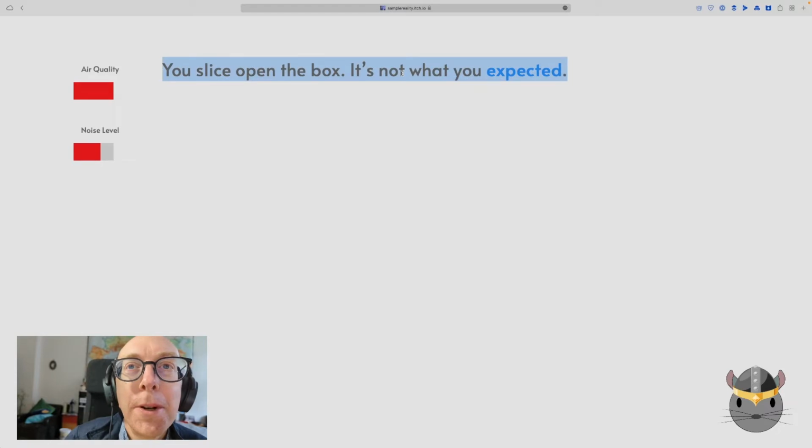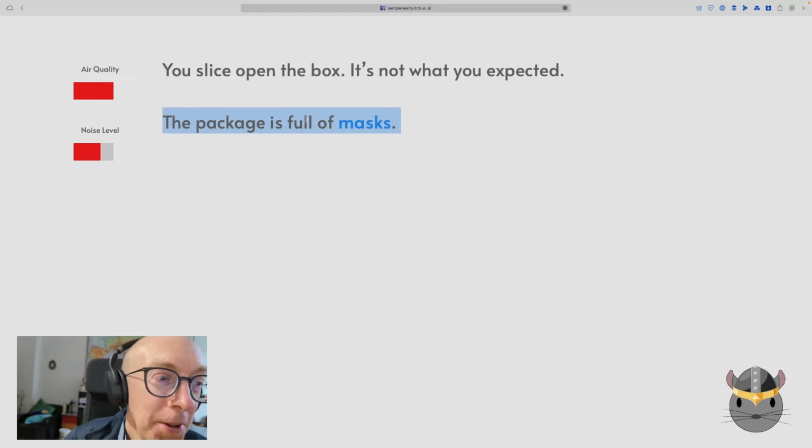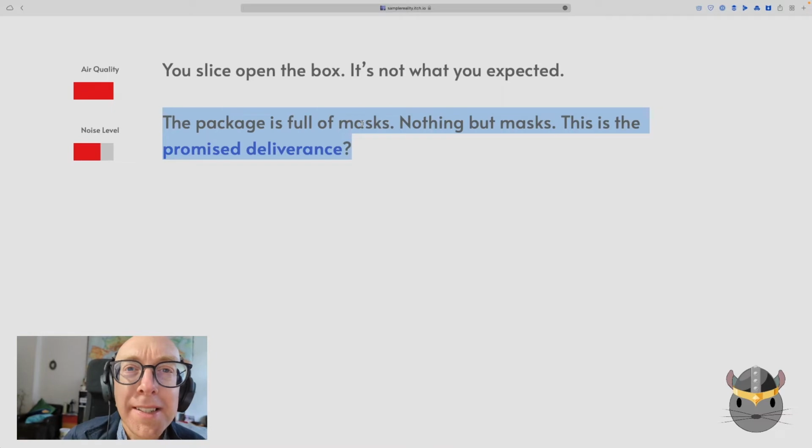You slice open the box. It's not what you expected. Does anyone have any ideas of what to expect instead before I click the link? Cake? No, I'm not sure if it's going to be a cake. No. All right. The package is full of masks. This is also very pertinent to what's going on at the moment, I suppose. Nothing but masks. This is the promised deliverance.